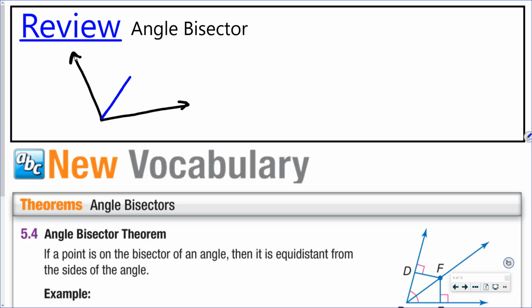Good, through the middle, because what does it do to this angle? Splits it in half. You know that. Splits it into two congruent angles. That's exactly what an angle bisector is. We know what a segment bisector is. It splits the segment into congruent segments.